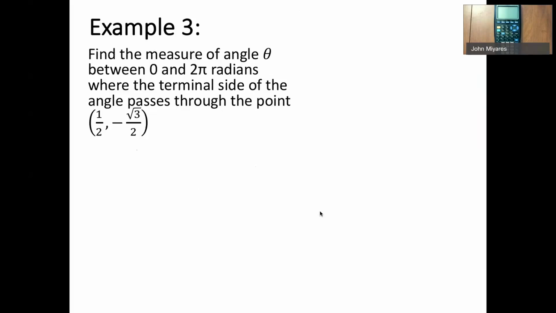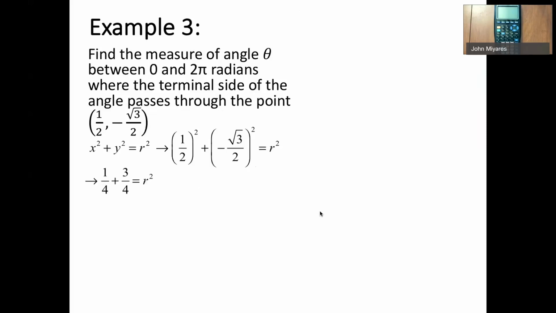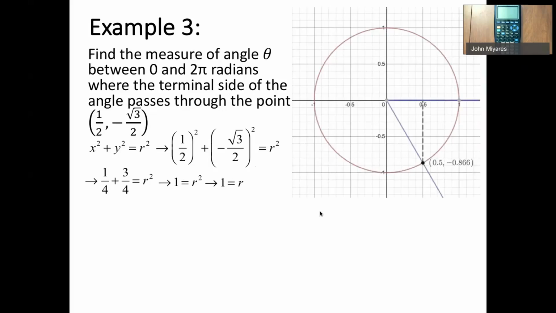Before I draw the graph, I'm going to run this through the Pythagorean theorem. Substituting in our values, we're going to get 1/2 squared plus negative square root of 3 over 2 squared equals r squared. This becomes, when we square it out, 1/4 plus 3/4, which adds up to 1. So r is going to equal 1. This tells me that the point in question is going to be on the unit circle, which might simplify things a bit. Here's the graph of that situation.